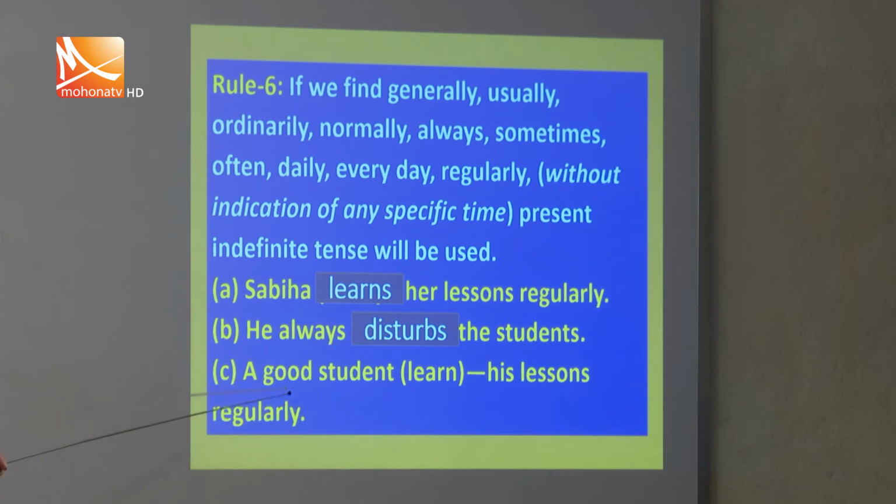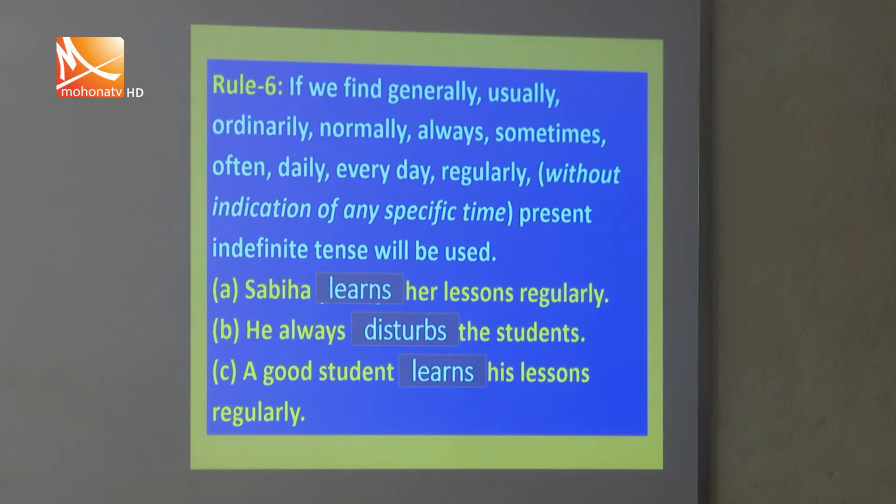Our next example, a good student learn his lessons regularly, my student. So, a good student is third person singular number, and we found here the word regularly. This is present indefinite indicating. So, s or es should be added with the verb. So, a good student learns his lessons regularly.